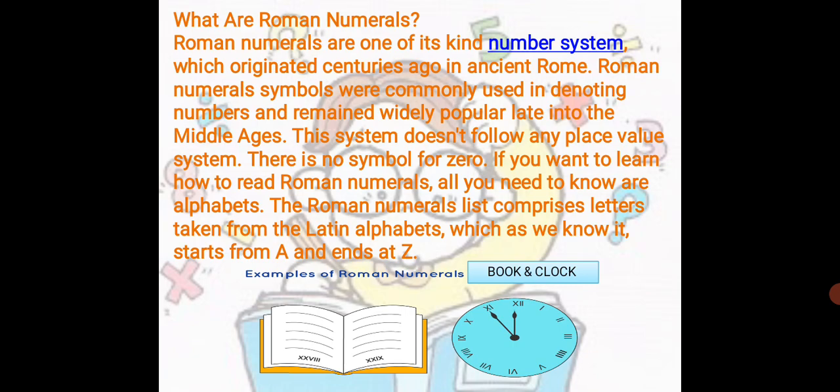Roman numerals originated centuries ago in ancient Rome. So where is the origin point of Roman numerals? The origin of the Roman number system is ancient Rome. Roman numerals symbols were commonly used in denoting numbers and remained widely popular late into the Middle Ages.